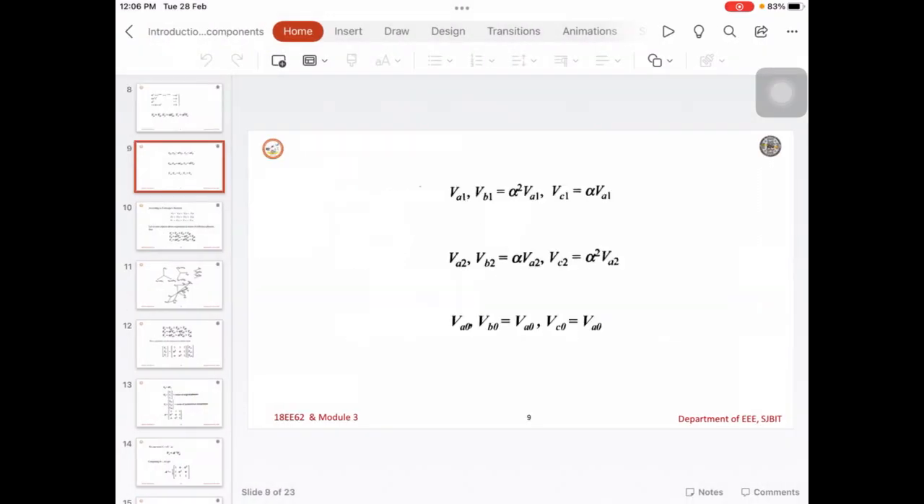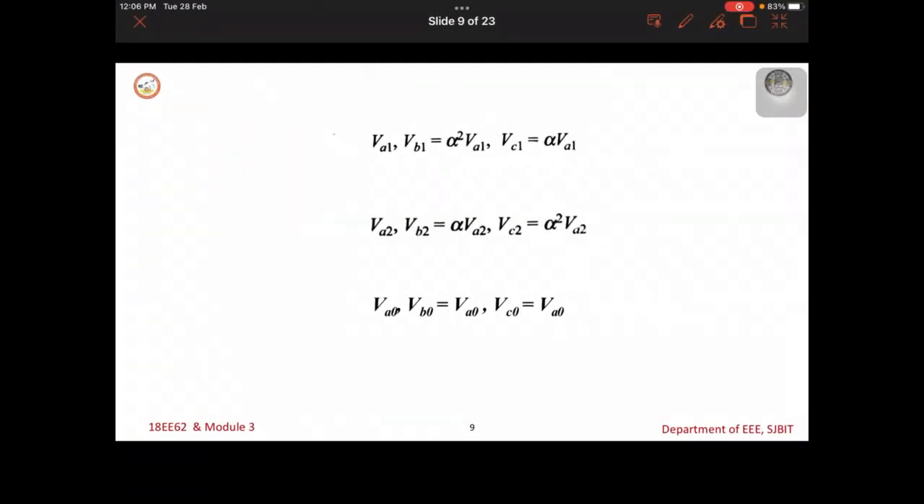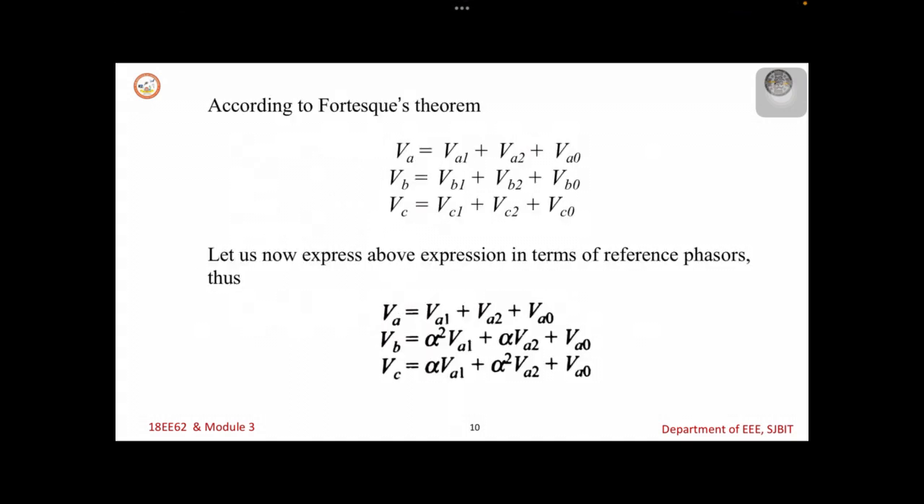Next we will see that similarly we can represent the remaining phases also. According to Fortescue's theorem, the positive sequence, negative sequence and zero sequence components put together give VA. Similarly for VB. So the unbalanced phasors VA, VB, VC you can find from the symmetrical components of the individual sequence voltages. That is, positive, negative and zero sequence put together will be VA. Similarly, positive, negative and zero sequence of B phase will give you the unbalanced voltage VB.